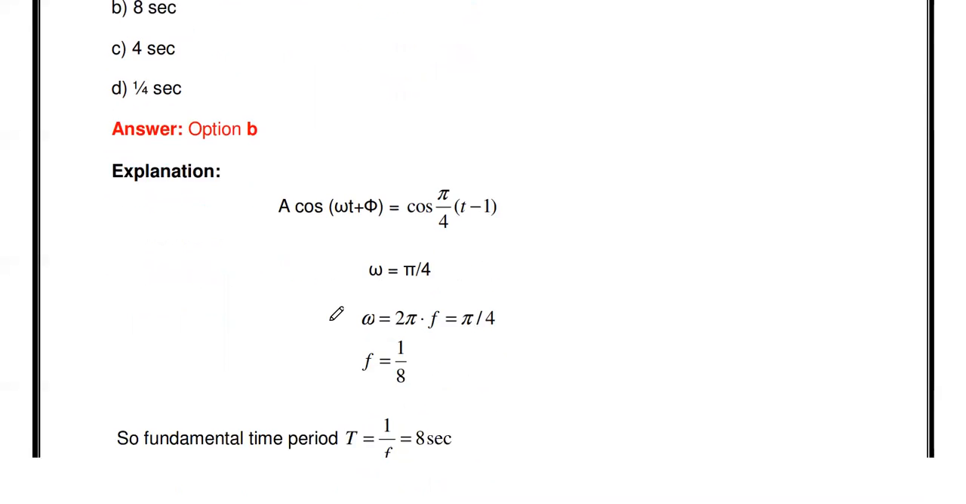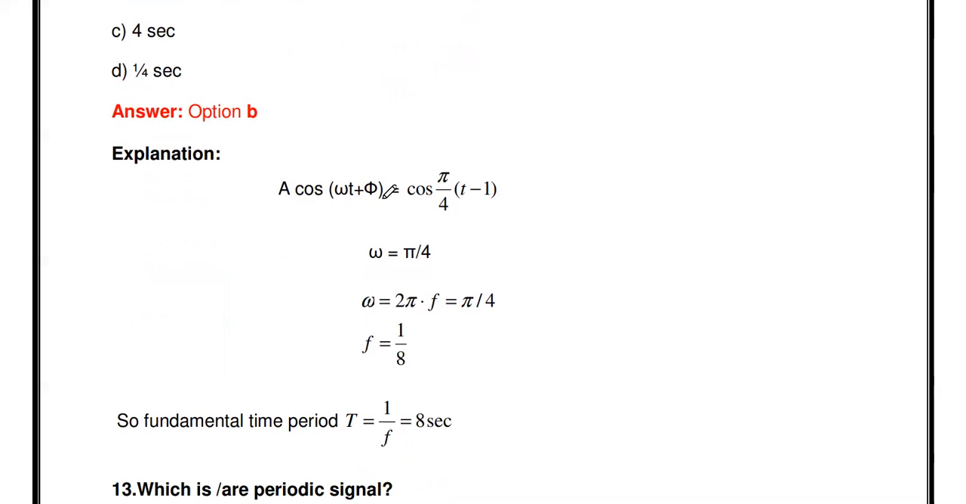So what is the standard cosine sequence? A cos(omega t plus phi), where phi is an angle. So we want only the omega. Don't worry about that angle, any value. This pi by 4 t minus 1 can be expanded as pi t by 4 minus pi by 4. So pi by 4 is an angle, so you just leave it. When we compare these two, omega equals pi by 4.